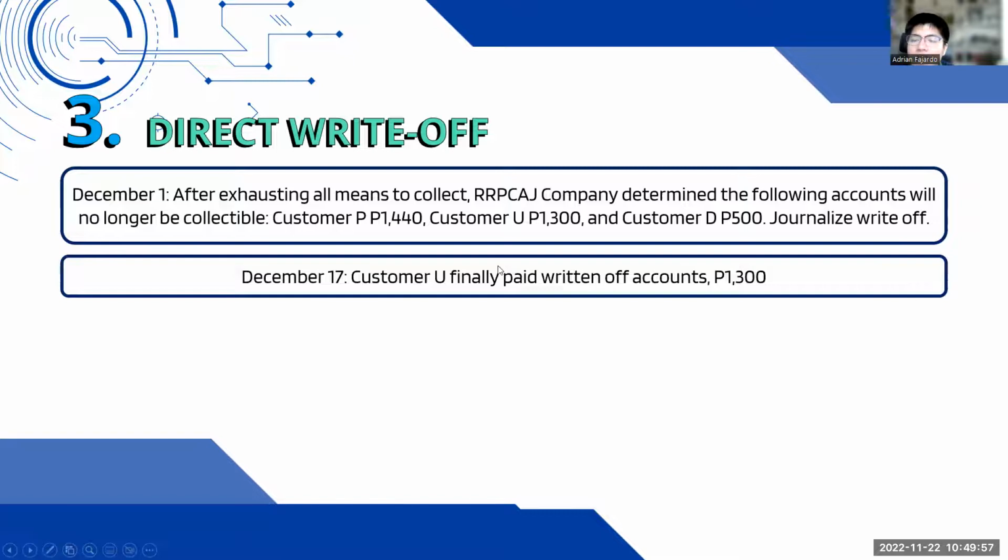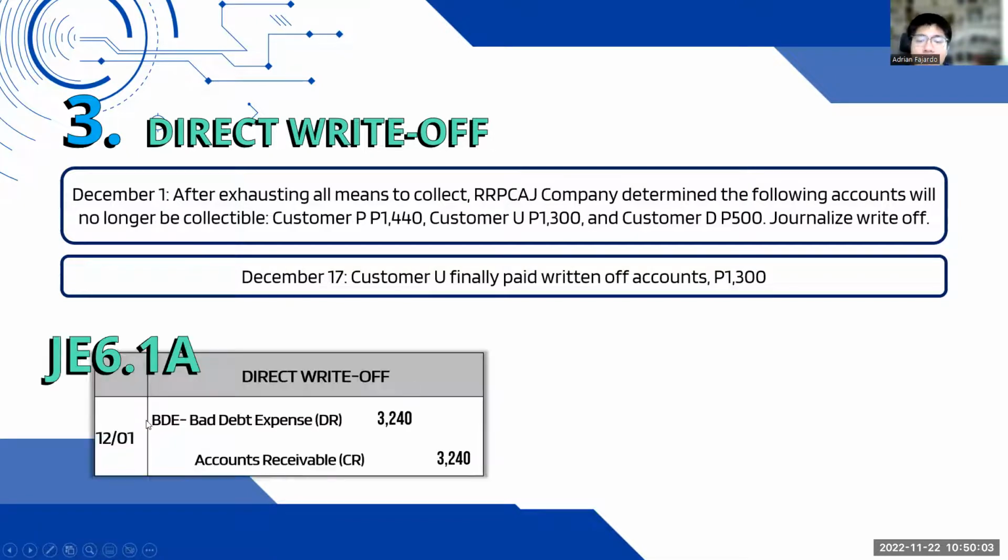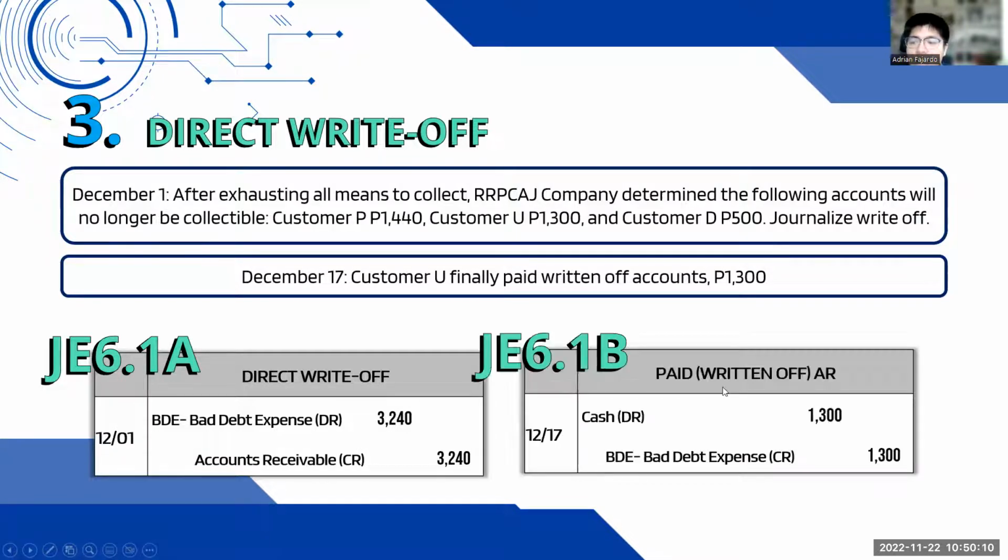Now, let's say na-shock si customer U, pala paid off the 1.3. Parang it was collectible pa pala. So, in journal entry 1, na-write off natin yung 1.3. But now, since nagbayad siya, we'll debit cash because we receive cash, but we'll lower our bad debt expense by 1,300 because the 1,300 is no longer a bad debt expense, right? Because they actually paid. And therefore, we have to lower the bad debts by 1,300.